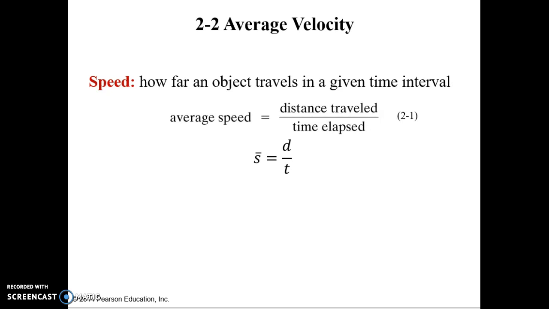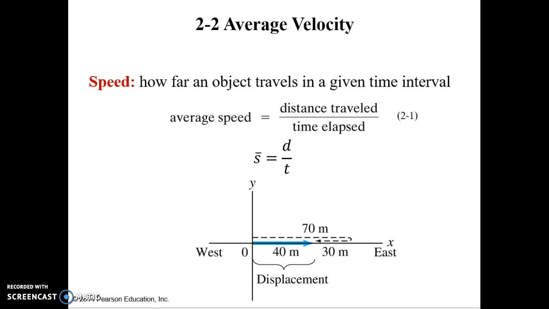A formal definition of speed is how far an object travels in a given time interval. What you need to understand is that the average speed equals distance over time, which is represented by the variables below. The bar over S indicates that the speed is an average.